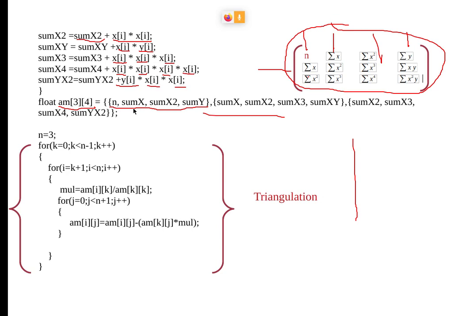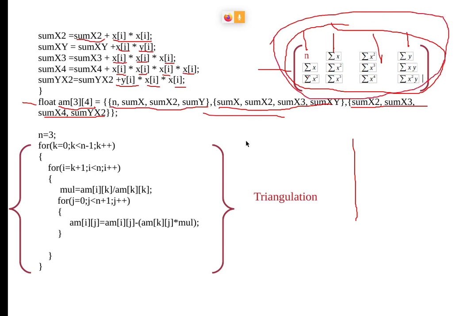Second element is sigma x, that is sum x will contain sigma x, and the next element is sum x square, so sum x2. Next element is sigma y, that is sum y. So the first row is completed, curly brace close, comma, curly brace open, the second row. The second row is sigma x, sigma x square, sigma x cube, sigma xy. So sum x, sum x2, sum x3 and sum xy. So it is also closed, and the third row starts here: sum x2, sum x3, sum x raised to 4 and sum yx2. So that after doing this operation, AM will contain these values.